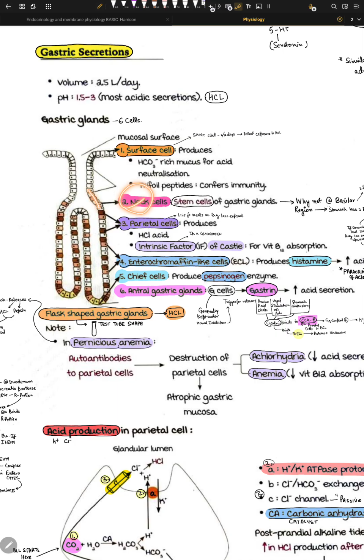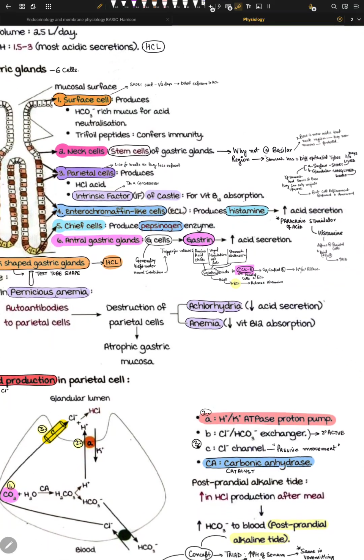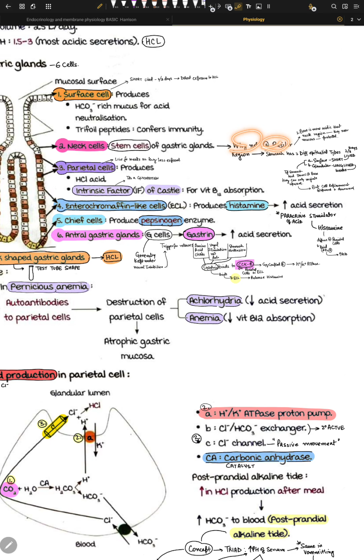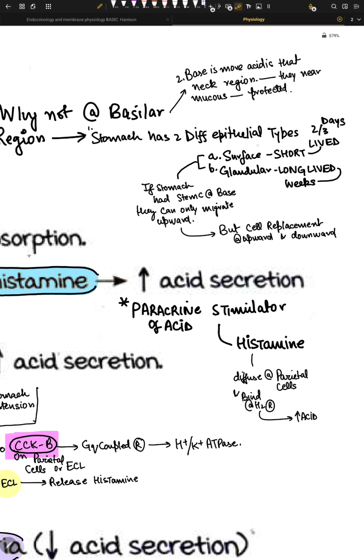Neck cells, they are present at the neck region. Now they do not produce anything, they have stem cells, and they are the stem cells of the gastric gland. Now why are they not at the basal membrane right here, why are they not in the basement, why are they on the neck region? That's a great question to think about. Now, the stomach has 2 different epithelial types, right?